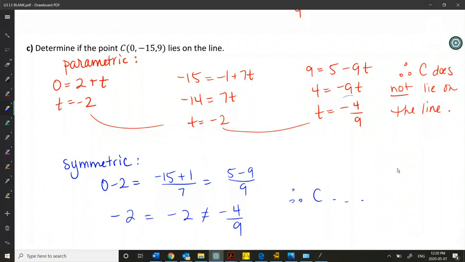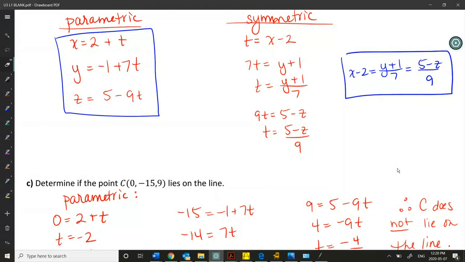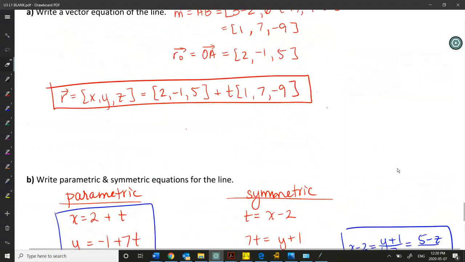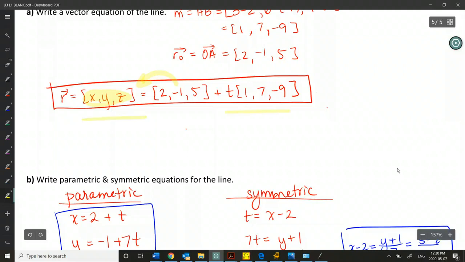Okay, we don't need to write it again, we have it above. But that's how you can use either one to see if your point is on the line. We can also use the vector equation as well by simply subbing in 0, -15, 9 for x, y, and z here, and then we'll simply move the position vector over, and we can see if these are scalar multiples of one another once we've done that. So that's another option as well.